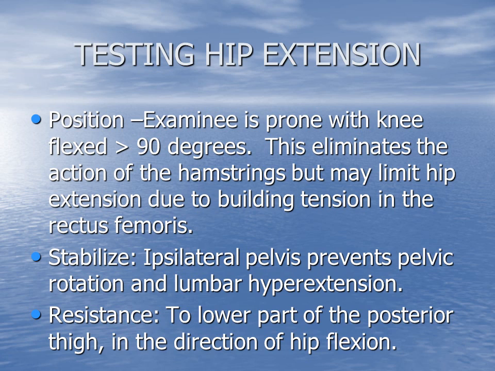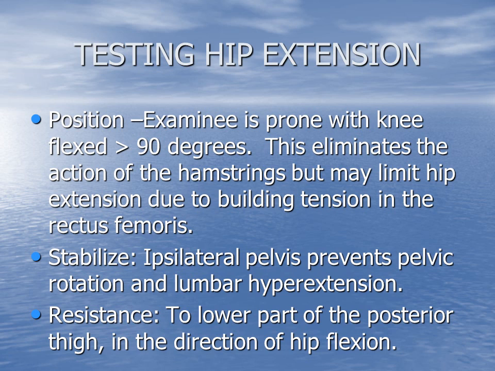So to test hip extension, our examinee is going to be prone with the knee flexed greater than 90 degrees. Now let's think about that. What's the purpose of flexing the knee to 90 degrees? Well, when we flex the knee to greater than 90 degrees, this eliminates the action of the hamstring muscles and isolates the gluteus maximus muscle. Now, if you flex the knee greater than 90 degrees, hip extension may be limited due to buildup of tension anteriorly in the rectus femoris, which builds tension with increasing knee flexion.